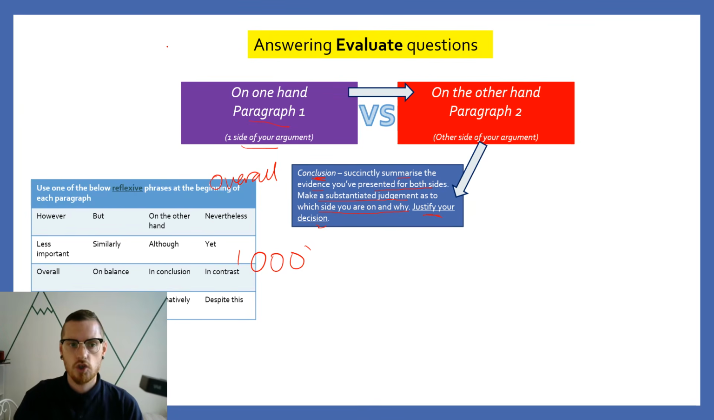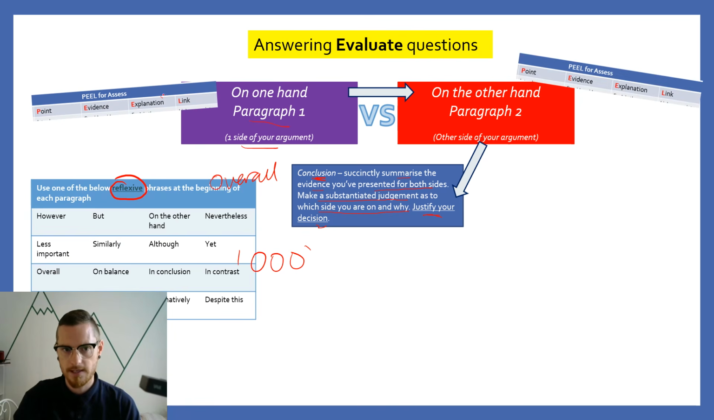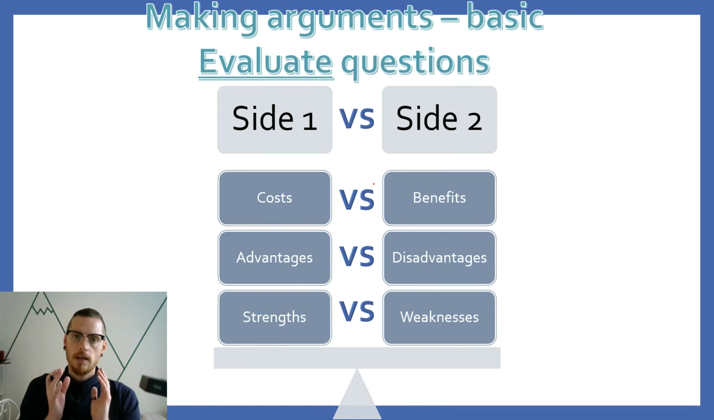Again, just to mention here, start each of your paragraphs with a reflexive phrase, but as I've said, the ones that I prefer here are on one hand, on the other hand, overall. And again, each of these is a PEEL paragraph. This is PEEL, this is PEEL, this is your overall.